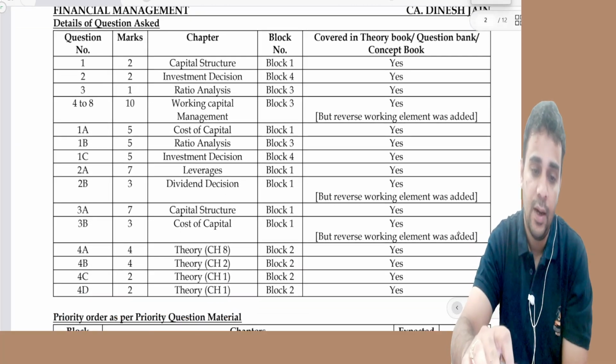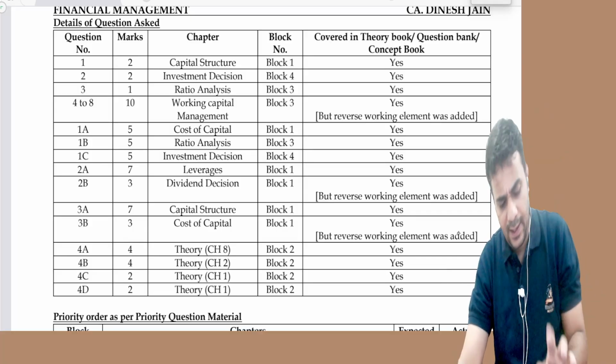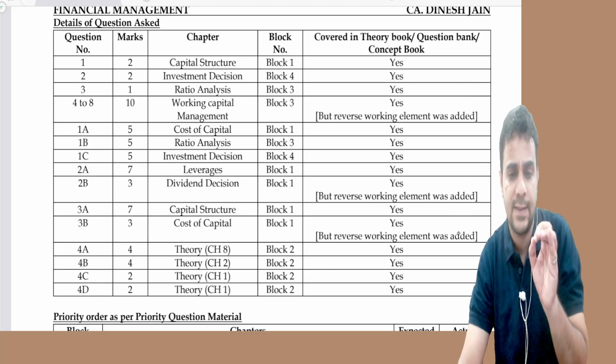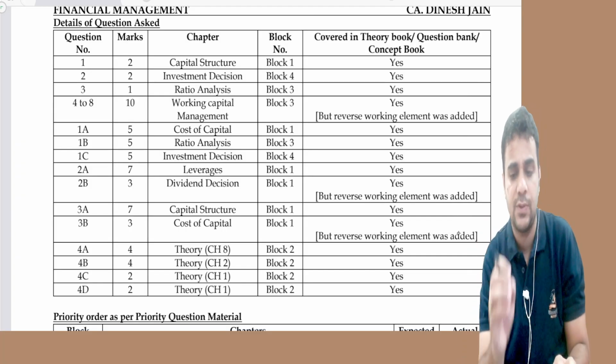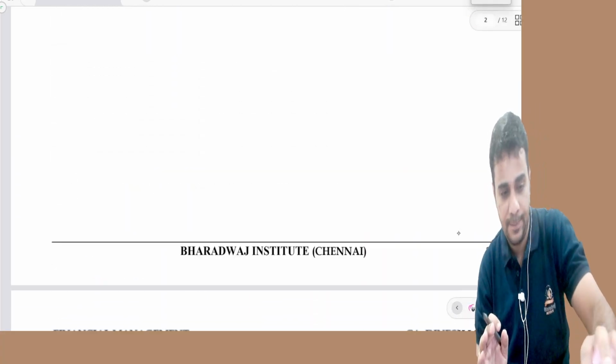And this was the paper breakup. And I will say it was a fairly simple, straightforward paper, except for the reverse working element, which some students could have struggled with. Broad review is done. Let's now go through the questions.